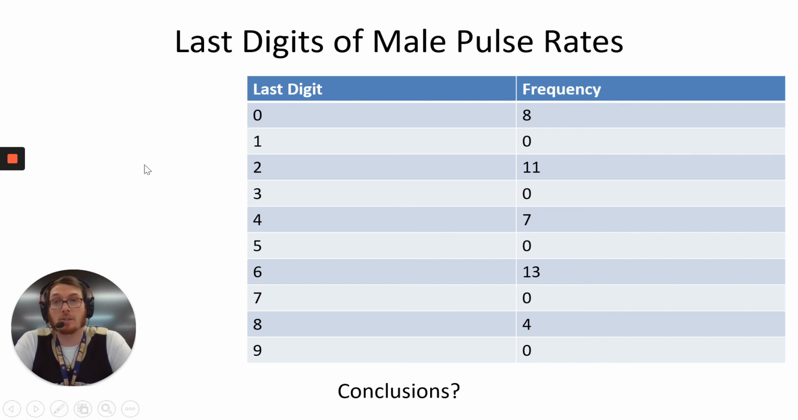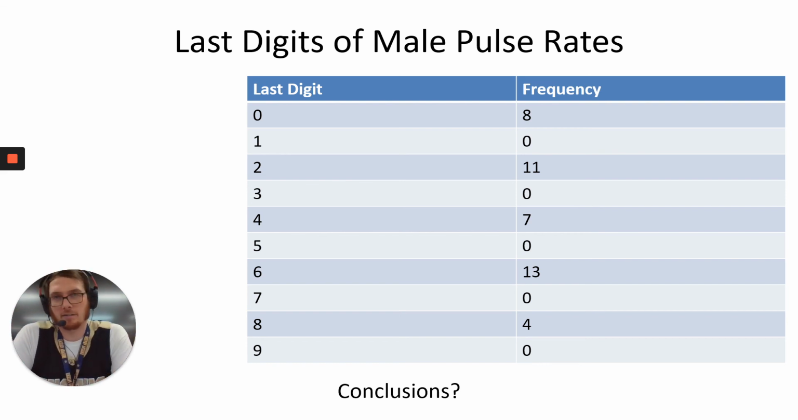So if the last digit was 0, that means your pulse was maybe 70, 80, etc. So there's 8 of those people. Notice if the last digit is 1, there's none. 2 has 11, 3 is none. Notice all the ones that have 1, 3, 5, 7, 9. All of the odd numbers have no pulse rates.